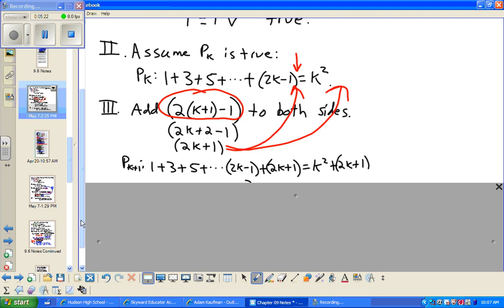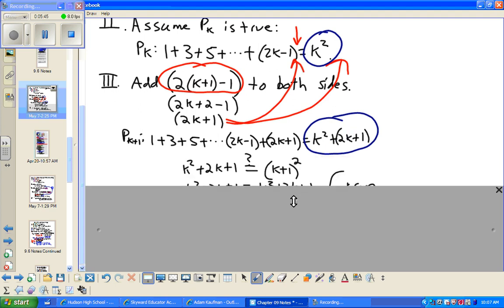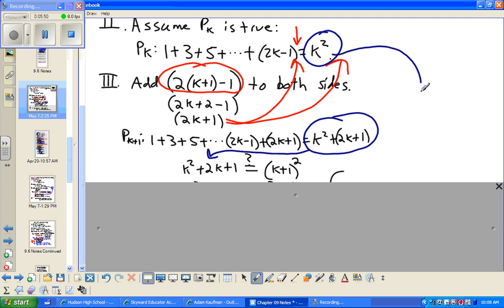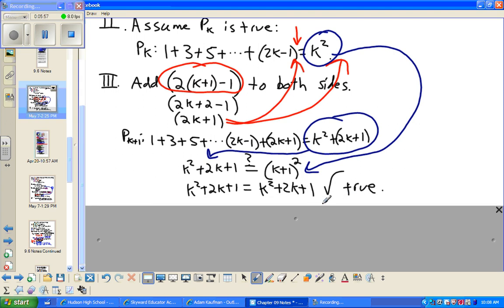At this point, I am done with the left side of this equation. My goal now is to get this right side, this k squared plus 2k plus 1. I need to show that this would equal this if instead of plugging in a k, I plug in a k plus 1. So I'm going to set those equal to each other. All I did was I brought this down here, and I plugged in a k plus 1 for k, and brought that down here. Multiply that out, and you can see that statement is true.